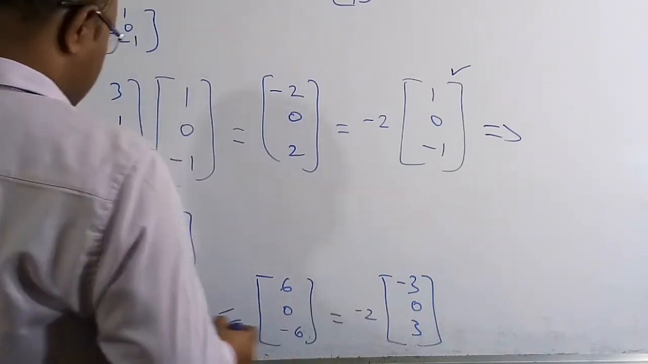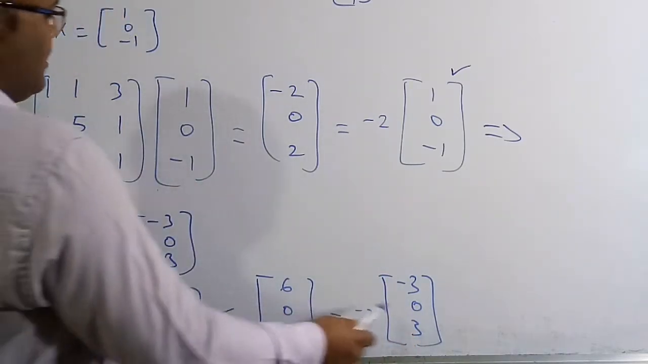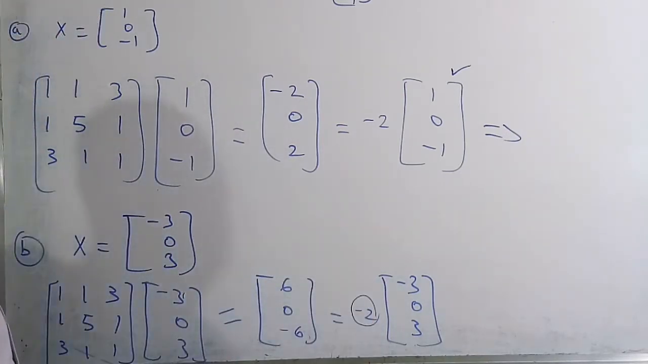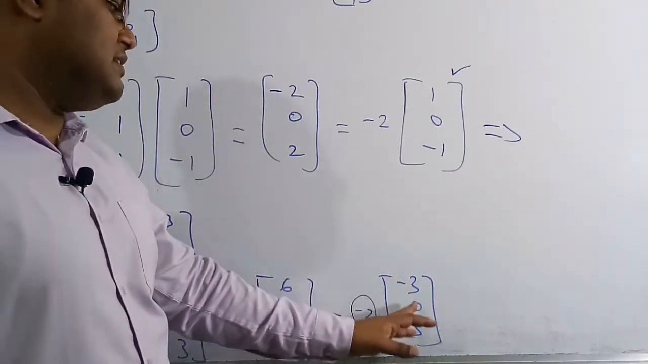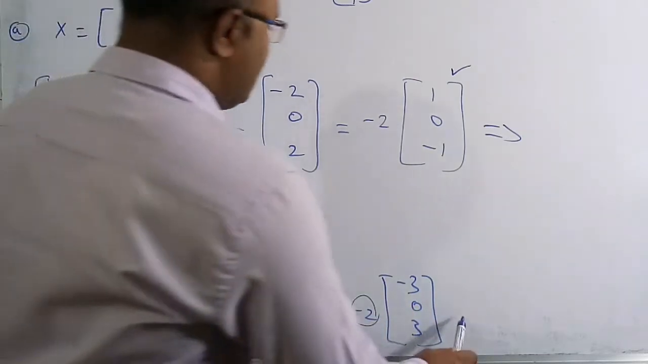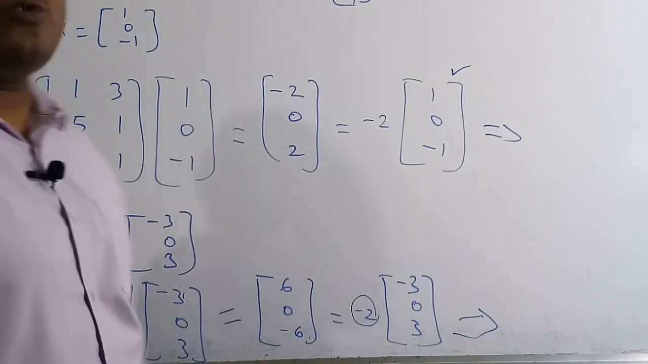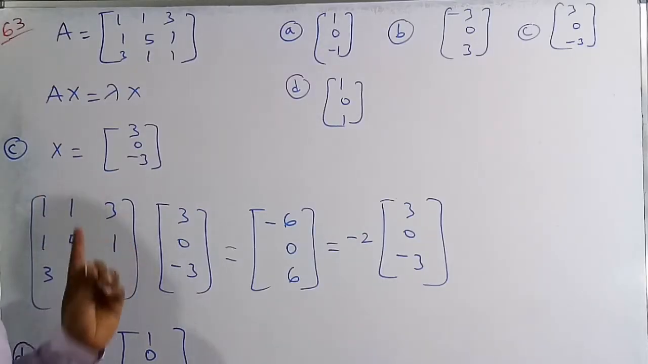So same thing, we have got Ax is equal to lambda into x, same vector we have got, which is minus 2. So minus 2 is the eigenvalue of the eigenvector minus 3, 0, 3. So this is also an eigenvector of the matrix. So now we will proceed for option C and option D also. So now we are going to check for option C and option D.